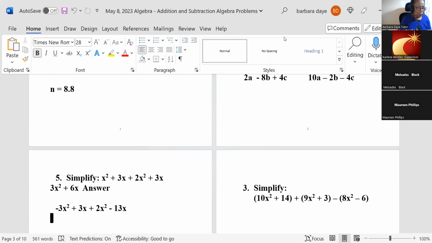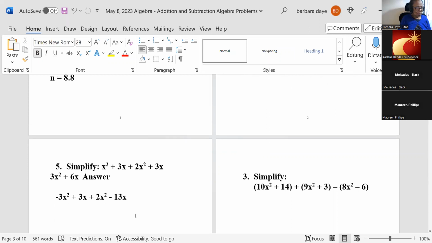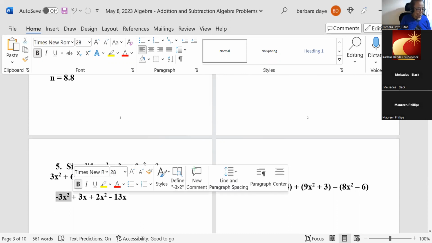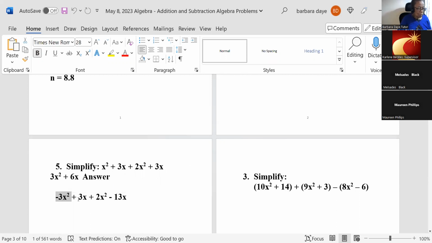Simplify. So the first one would be negative 1x to the second power. You say negative 1. Okay, so let me change that to a 1. That is correct. A minus 3x to the second plus 2x gives you a minus.